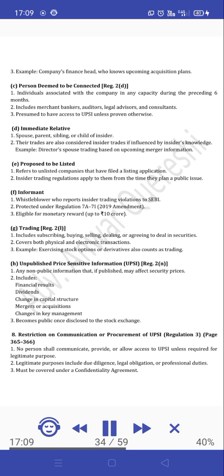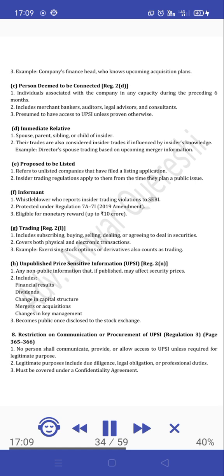D. Immediate relative. 1. Spouse, parent, sibling, or child of insider. 2. Their trades are also considered insider trades if influenced by the insider's knowledge. Example, director's spouse trading based on upcoming merger information. E. Proposed to be listed. 1. Refers to unlisted companies that have filed a listing application. 2. Insider trading regulations apply to them from the time they plan a public issue.